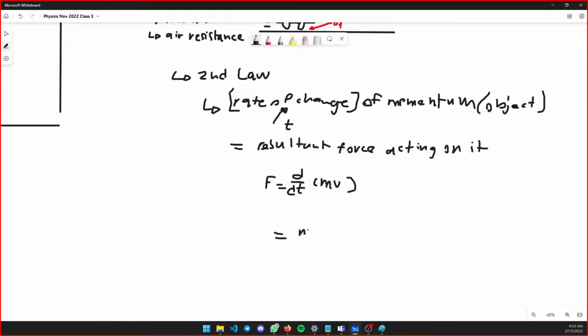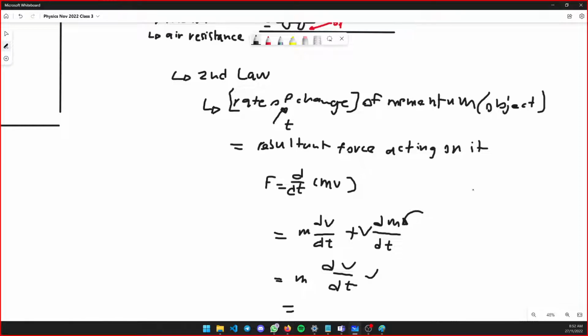So you can expand it like this. You'll have m dv/dt plus v dm/dt. Then finally you'll get m dv/dt. Why m dv/dt? I usually say m dv/dt because in most conditions the mass doesn't change. If mass doesn't change, that term is zero, right?